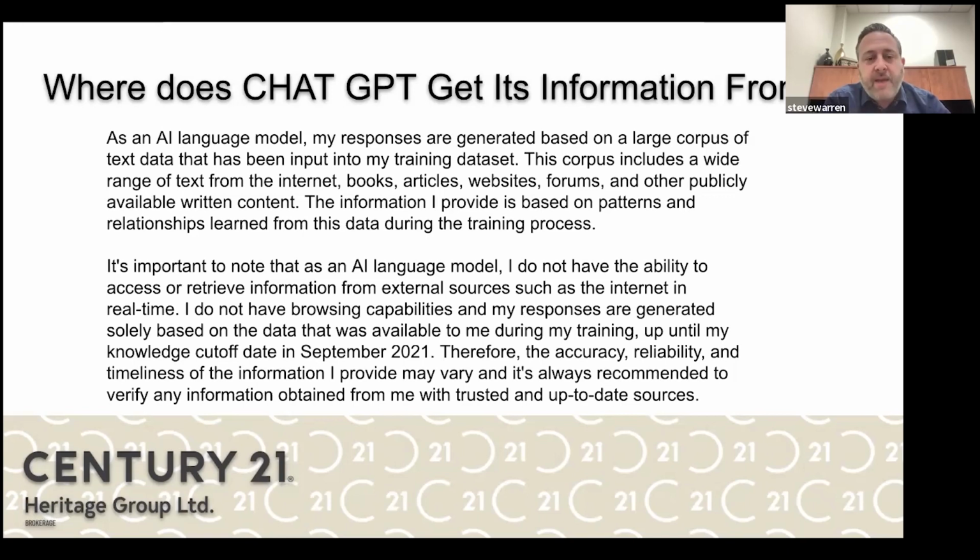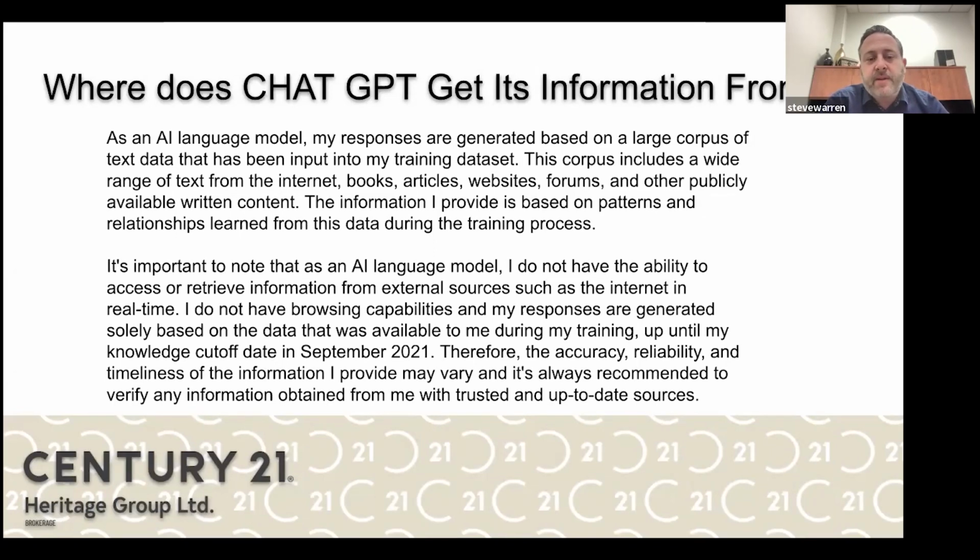If you look at how it's responding, it's saying, as an AI language model, my responses are generated based on a large corpus of text data that has been input into my training data set. So they've taken a whole pile of information, they put it into this computer, and that includes a range of texts from the internet, from books, articles, websites, forums, and other publicly available written content. The information provided is based on patterns and relationships learned from this data during the training process. So they've written code that says, if somebody responds this way, you can use this type of wording because that's the way people talk in the real world.